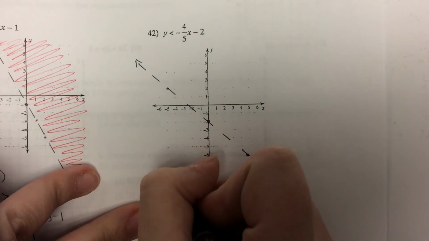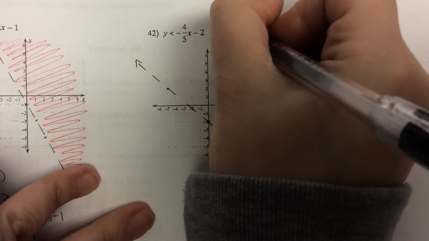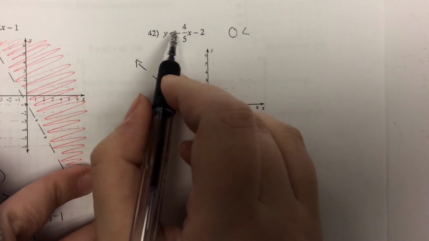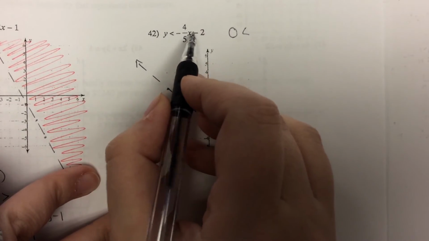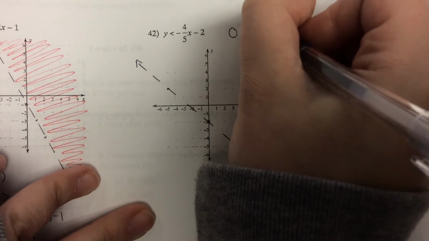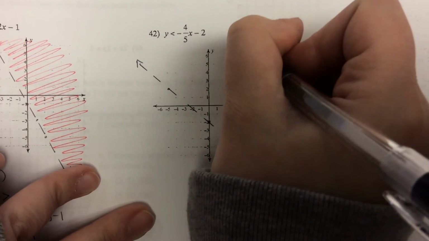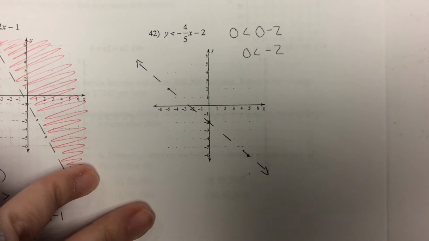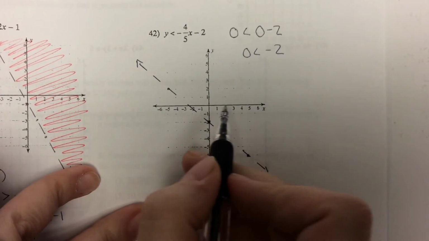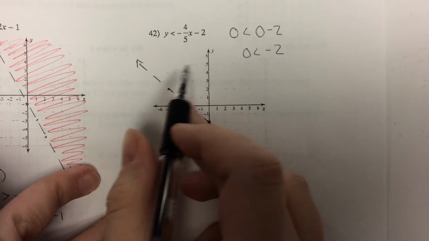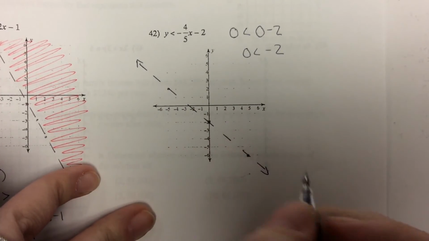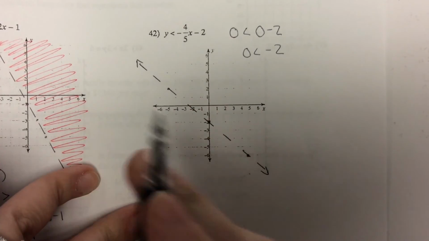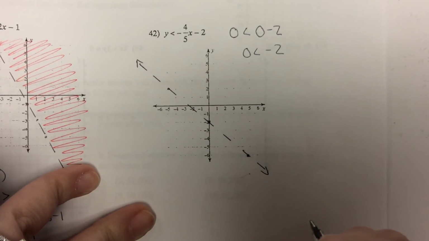So let's use 0, 0 and plug it in. 0 less than -4/5 times 0. Anything times 0 makes this 0. So 0 minus 2. So is 0 less than -2? No, it's not. 0 is greater than -2. All right. So we know that we can't shade the part that includes our origin, because that's not an answer to this linear inequality. So yeah, we were right. We have to shade down below.